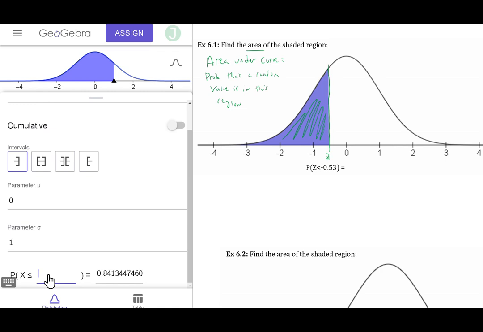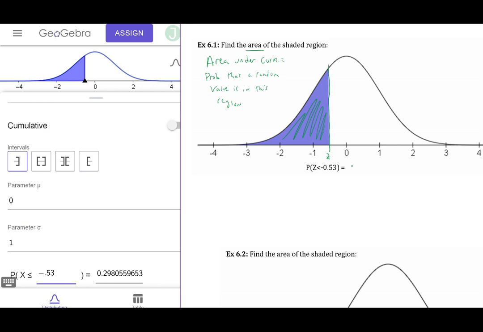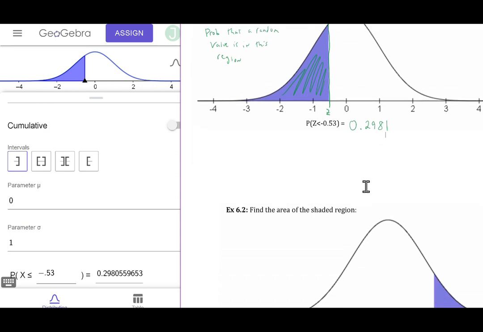Our x value will be negative 0.53. If we type in negative 0.53 here, we will get the area, or the probability, right here, of 0.2981. All right, so that's how we are going to use GeoGebra to find the area underneath the curve for the given region.